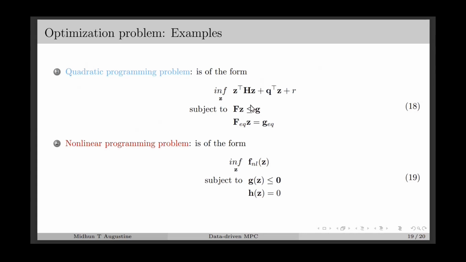Whereas in the case of a nonlinear programming problem, the cost function is a nonlinear function of the decision vector z, and the inequality and equality constraints are also nonlinear functions which can be represented as here. In the case of nonlinear MPC, the optimization problem will normally be in the form of a nonlinear programming problem, and in the case of linear MPC, the optimization problem will be in the form of a quadratic programming problem.